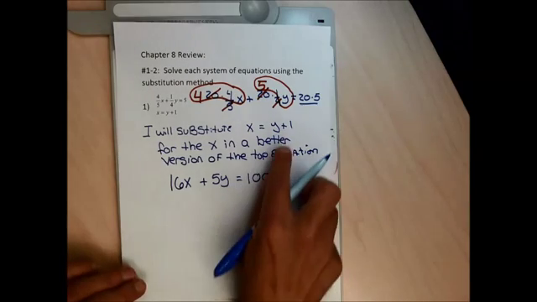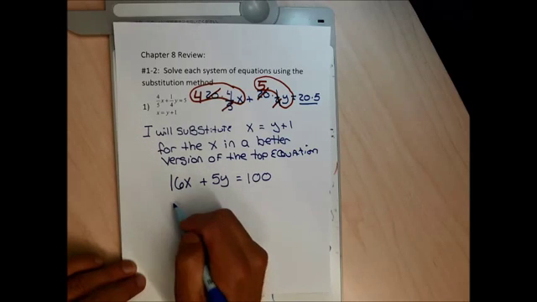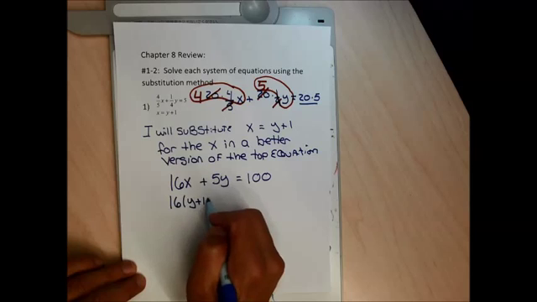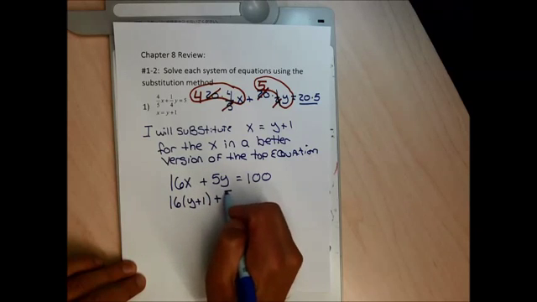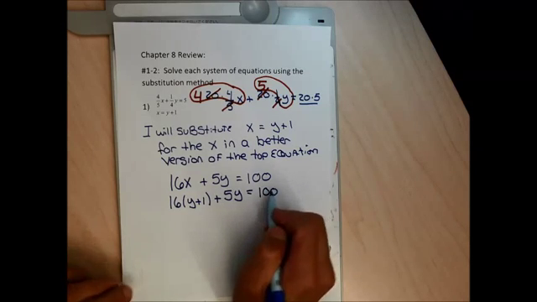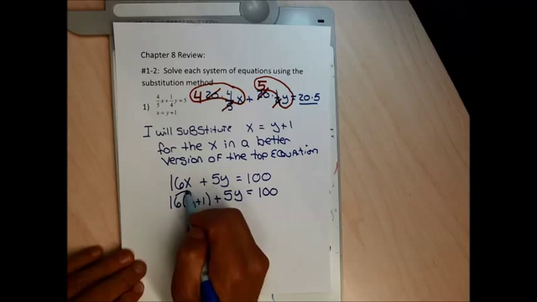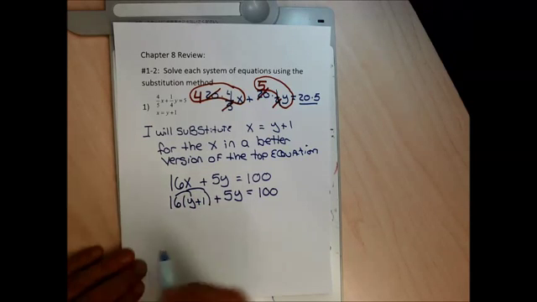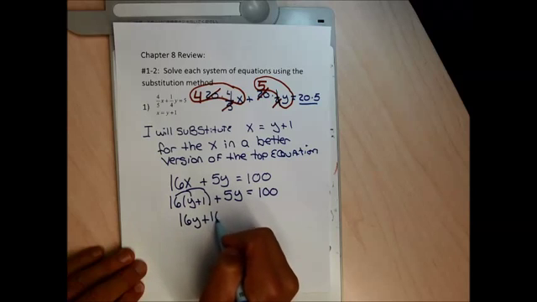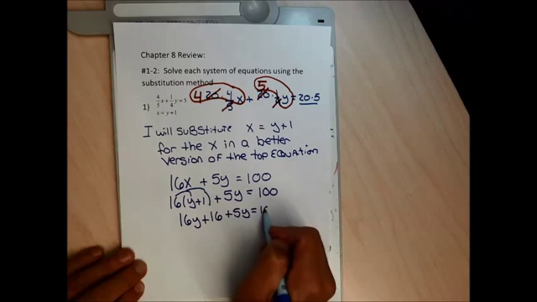Now I'm going to substitute into the better version of the top equation, which is this. So in for the x, I'm going to put in y plus 1. That's why I call it the substitution method, because I'm substituting from one equation to the other. Hopefully I don't get a fraction for this. So I'm going to clear the parentheses that I just put in by multiplying 16 by y and 16 by 1 and getting 16y plus 16 plus 5y equals 100.